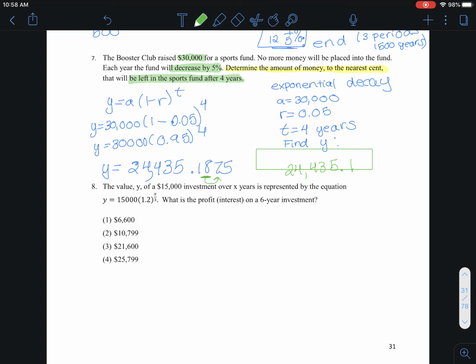What is that? Sorry, my thing decided the box was going to cut off and I didn't want that.